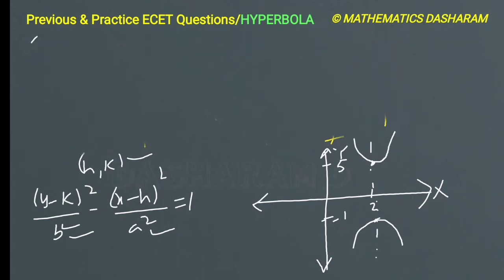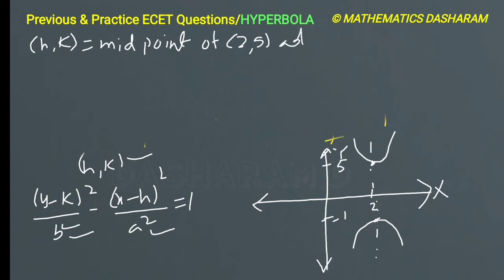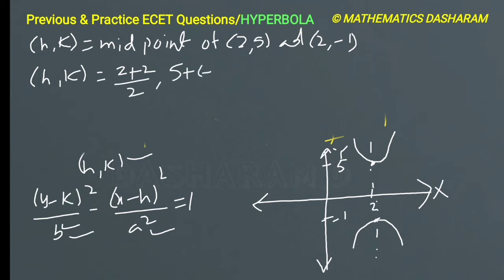So the center (h, k) equals the midpoint of the two points, one is (2, 5), another one is (2, -1). And we know very well the midpoint formula is ((x1 + x2)/2, (y1 + y2)/2). So (2 + 2)/2, (5 + (-1))/2. 2 plus 2 is 4, 4 by 2 is 2; 5 plus minus 1 is also 4, 4 by 2 is 2. So the center is (2, 2).